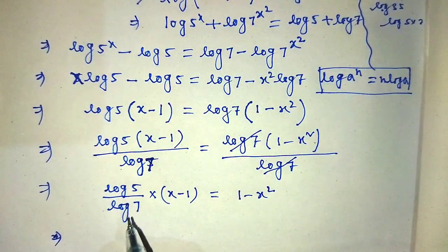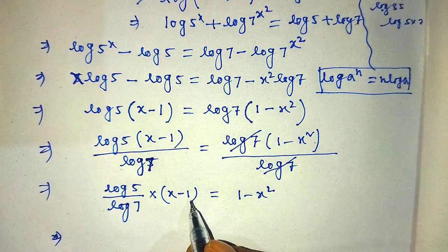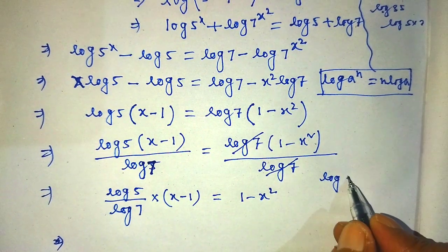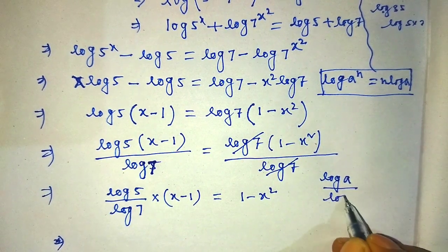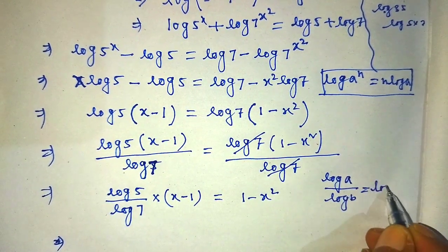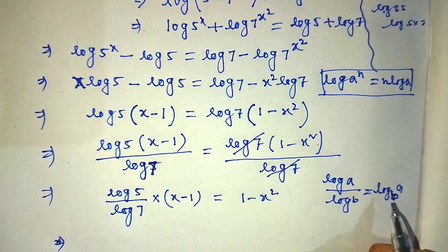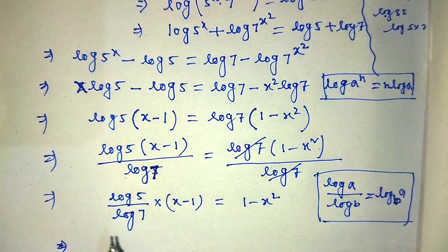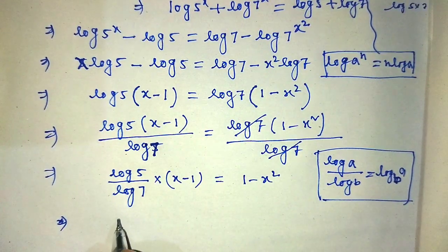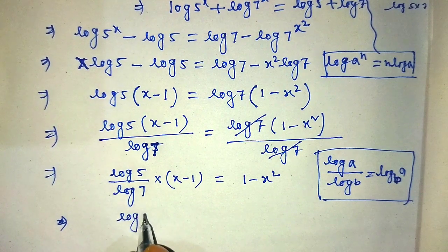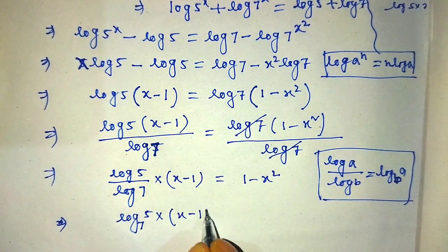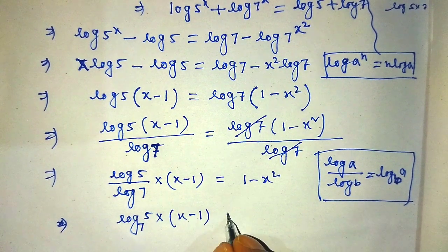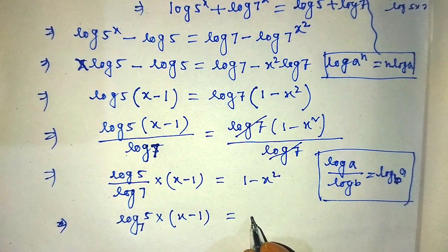So student, on the left hand side here is log of 5 over log of 7 into x minus 1. We can apply the formula log a over log b is equal to log of a to the base b. So this formula we can apply on the left hand side. We can write log of 5 to the base 7 into x minus 1 is equal to, on the right hand side, 1 minus x square.